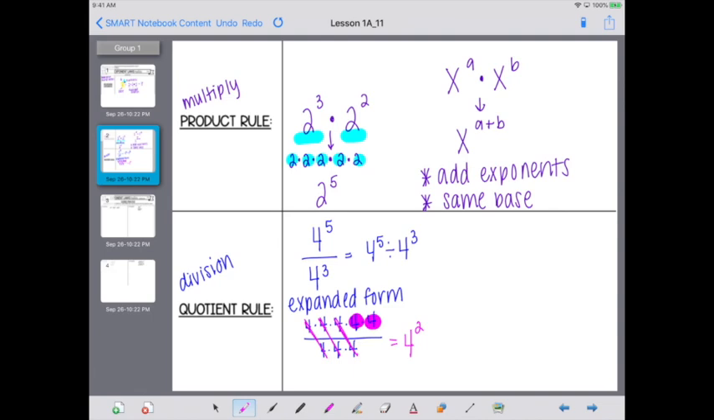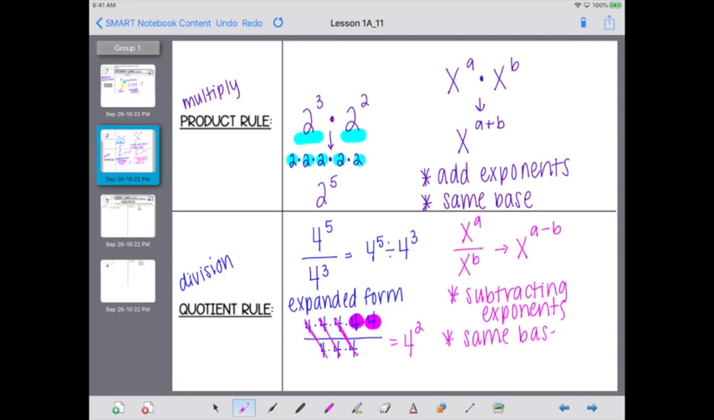Do you notice anything with the quotient rule? So with the quotient rule, if you rewrite it in terms of variables, we have x to the a power divided by x to the b power. You can rewrite it as x to the a minus b. So here we're subtracting exponents, making sure again that there's the same base. But here we're going to be dividing our exponents, so we need to subtract them.